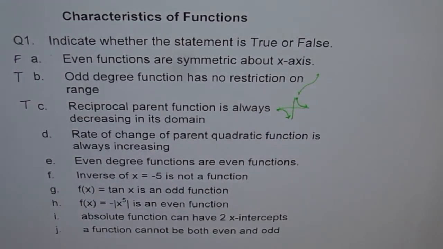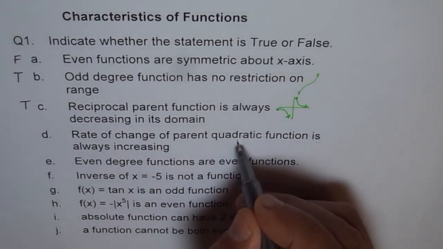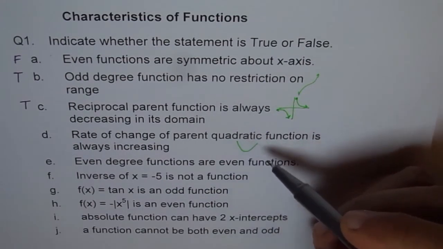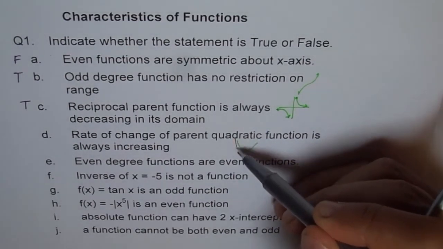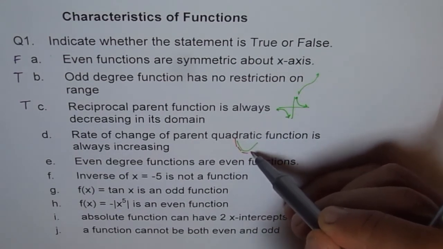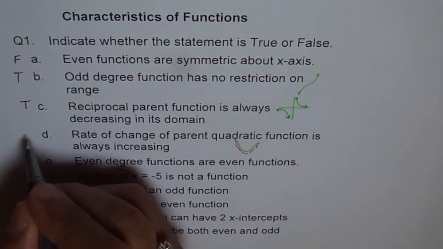Rate of change of parent quadratic function is always increasing. Let's try to sketch and see this also. This is a quadratic function, correct? And what is rate of change? Rate of change is kind of slope at any point. If you see the slope, let's see this. Slope here is negative, right? Very high negative value, less negative, 0, positive, high positive. Do you see that? So it is increasing. Rate of change of parent quadratic function is always increasing. That is true.